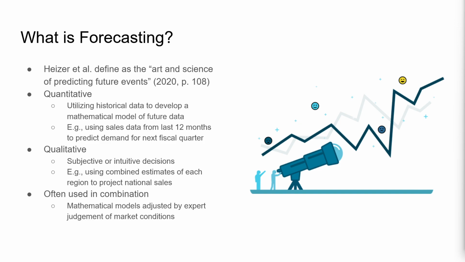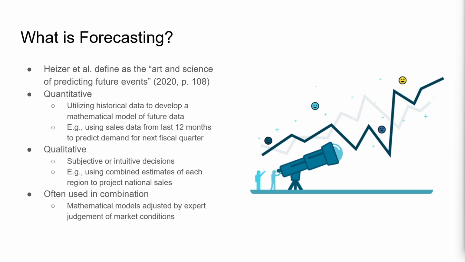For example, using sales data from the last 12 months to predict demand for the next fiscal quarter. In contrast, qualitative forecasting means using subjective or intuitive decision-making, usually relying on the judgment of experts. For example, using a sales force composite of regional sales projections to create the national forecast is a qualitative approach to forecasting. However, most organizations use both quantitative and qualitative forecasting in combination with each other.